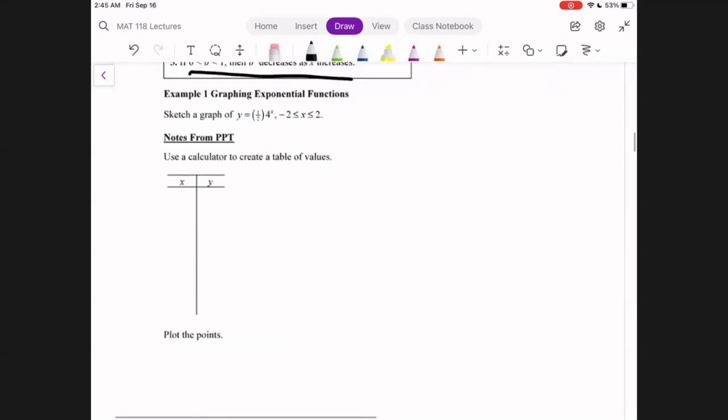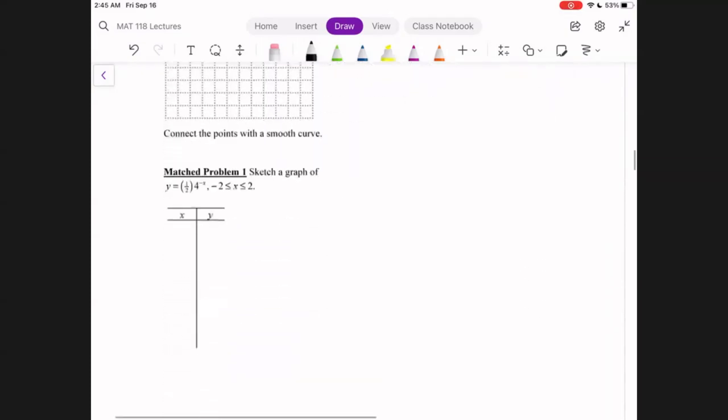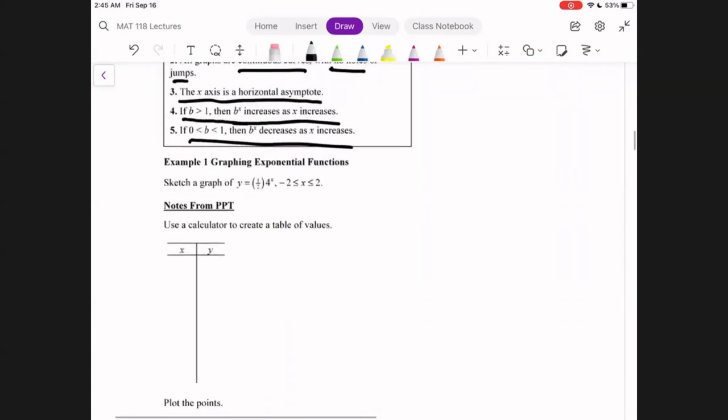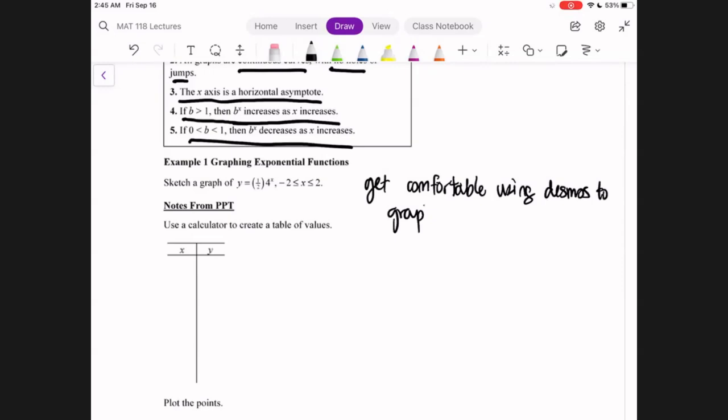So use a calculator. It wants you to really do these table of values, but I'm pretty sure we know how to do the table of values in sketching. So I would say get comfortable using Desmos to graph. So let's graph this on Desmos and see what we get. As I said, none of the questions on your homework are going to ask you to make a table. Okay. So let's type this in.